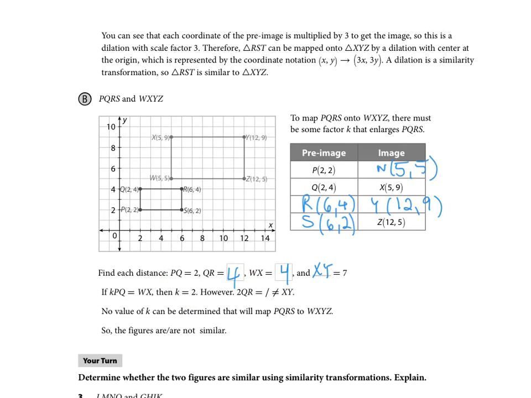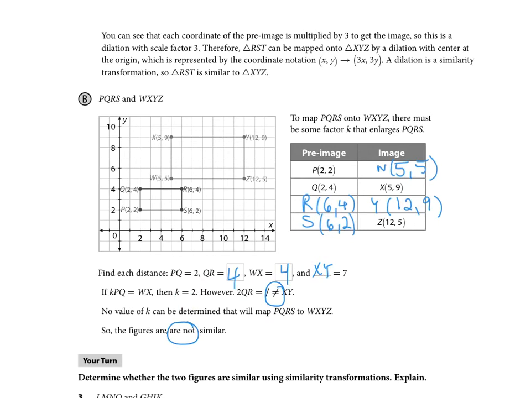However, we cannot multiply WX by 2 and get XY. 4 times 2 is not 7. So because no value of k is going to work, we can say that the figures are not similar.